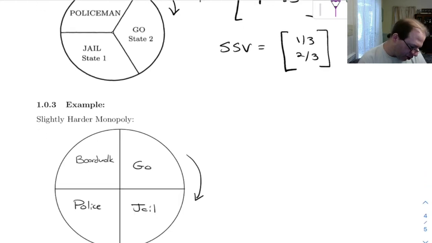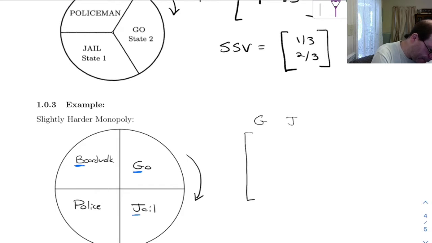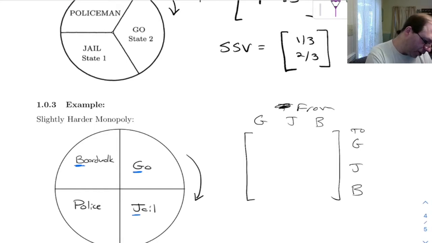This one's slightly harder Monopoly. On this one, you've got three states plus the policeman. So let's label these. Actually, let's not label them. We'll just use their letters. We've got go, jail, and boardwalk. This is from. This is to. So if you flip a coin, say you start on go. There's a 50% chance you go to jail, and a 50% chance you go to the policeman who sends you back to jail. So if you're on go, you're going to jail.